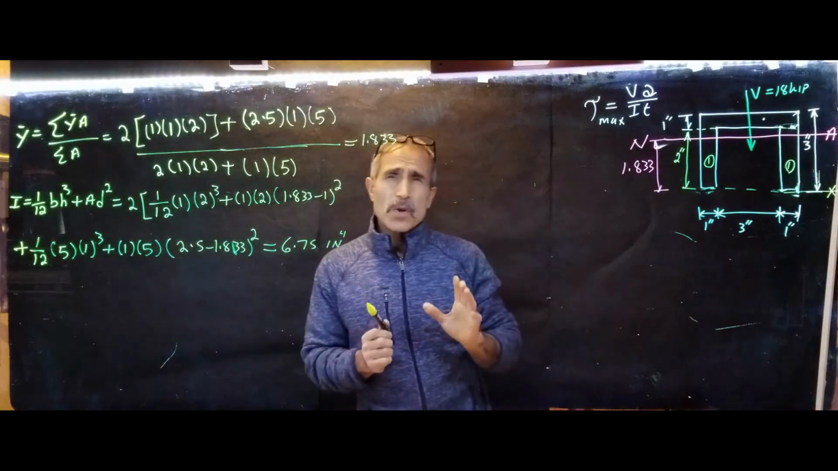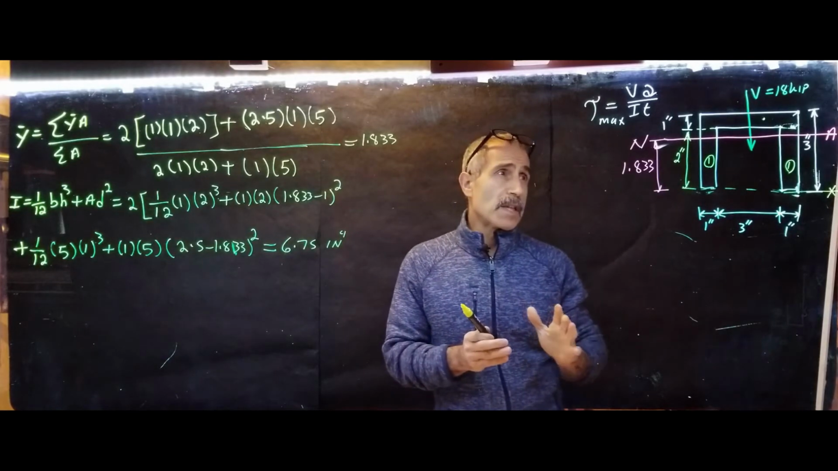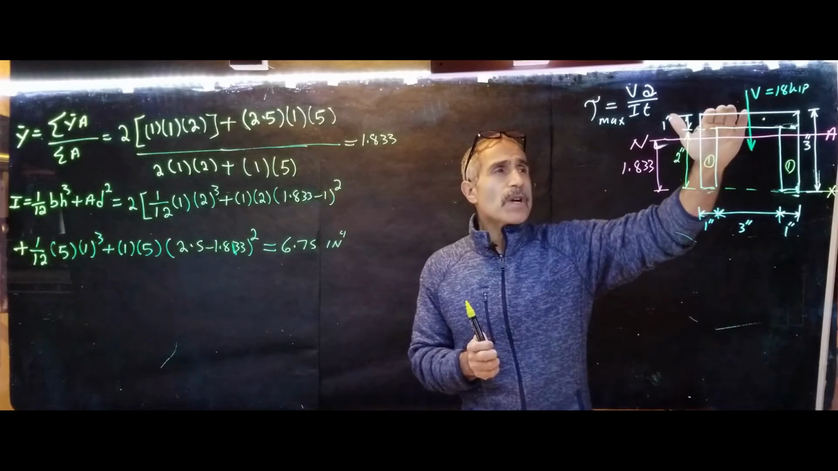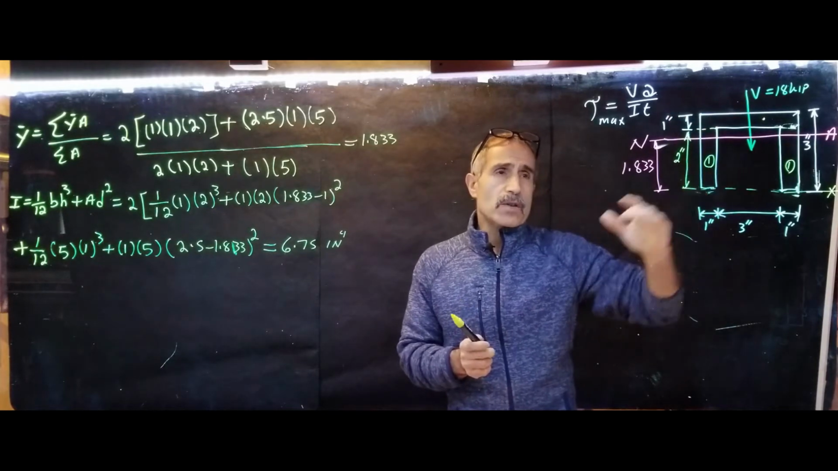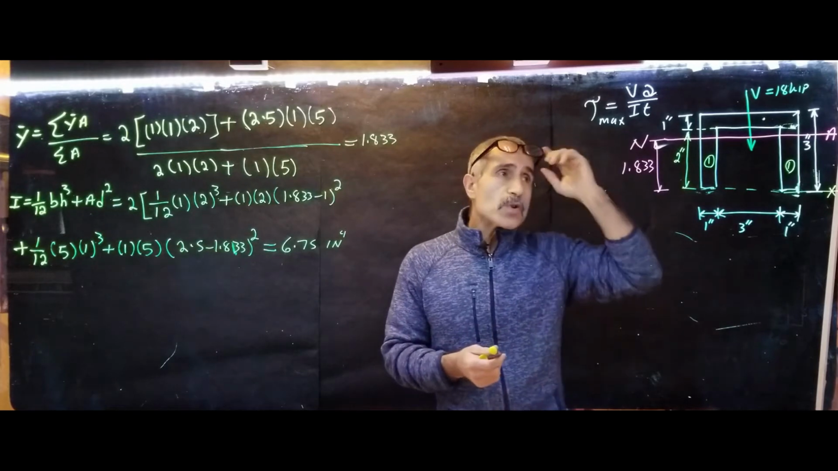When you do the Q calculation, take a look at which way is easier for you to do the calculation. Q max means I can go anywhere above the neutral axis or below the neutral axis. So Q top and Q bottom are both equal. But which way is easier for me?